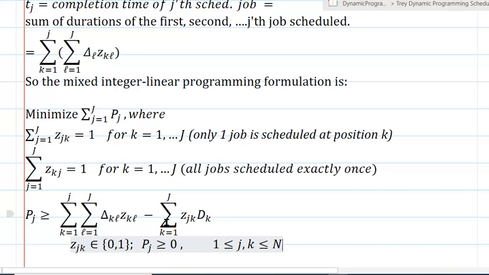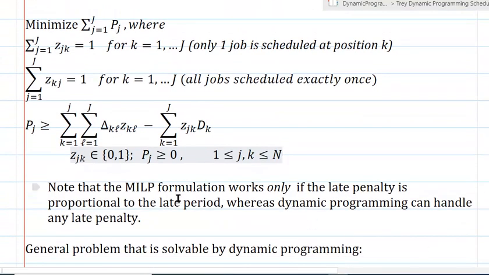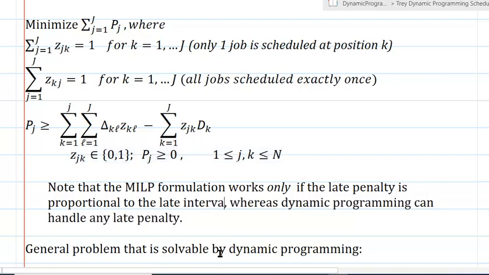And it turns out that the solution algorithms for this problem are quite a bit better than the solution algorithms for dynamic programming. Now, however, this mixed integer linear programming formulation works only if the late penalty is proportional to the late duration, or the late interval. Whereas dynamic programming can handle any late penalty. For instance, suppose I'm 1 day late, I have a penalty of $10. Suppose I am 2 days late, I have a penalty of $100. Now, the mixed integer linear programming formulation cannot handle that, but dynamic programming can handle that.